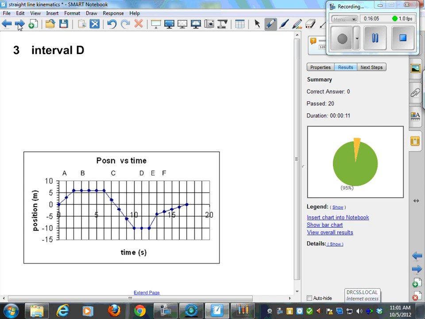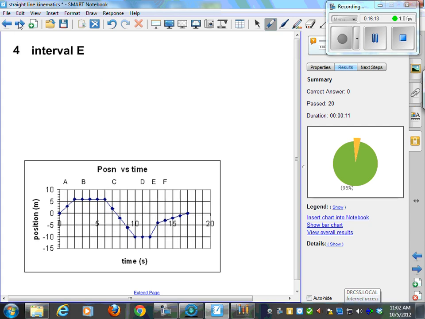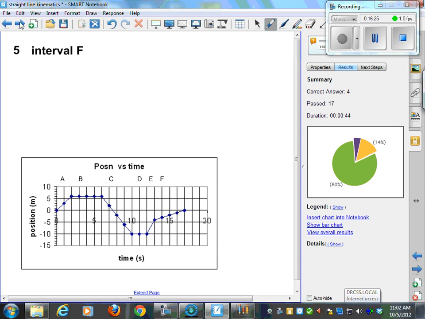Interval D, 0. How can you tell it's 0? Flat, not straight, flat. Interval E is up. It goes from minus 10 to minus 4, so that's a displacement of plus 6, right? Plus 6. And the last one is from minus 4 to 0, so the displacement is 4.